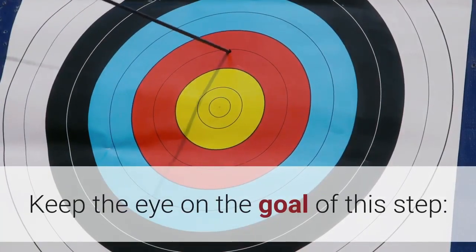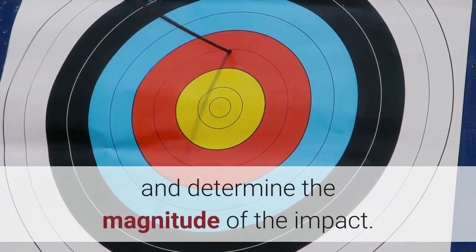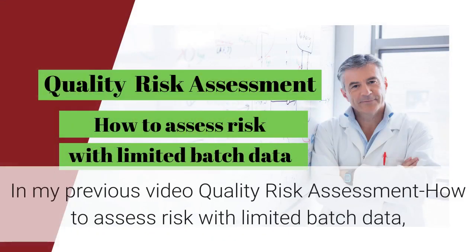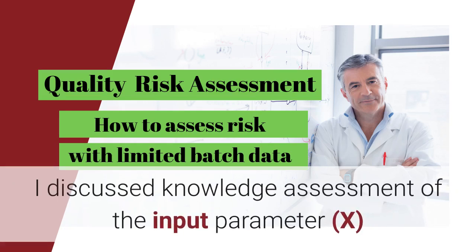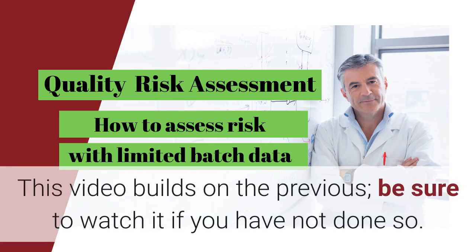Keep the eye on the goal of this step: identify variability with possible impact on the CQAs and determine the magnitude of the impact. In my previous video, Quality Risk Assessment: How to Assess Risk with Limited Batch Data, I discussed knowledge assessment of the input parameter X to the output CQA Y relationship. This video builds on the previous. Be sure to watch it if you've not done so.